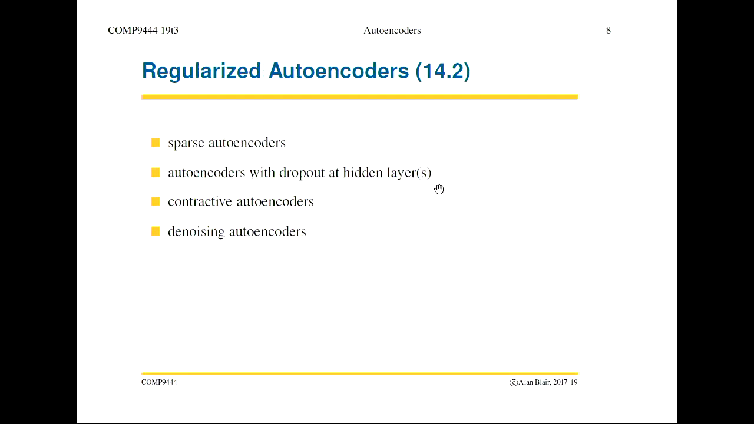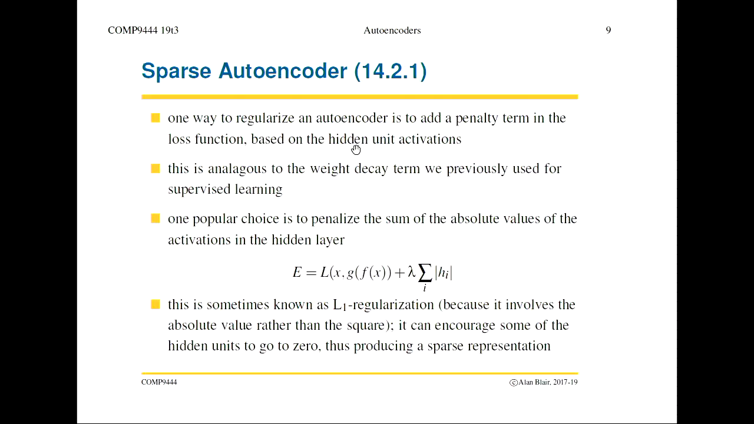So the second one, the autoencoders with dropout at the hidden layers. I don't have a slide about that, but we talked about this before. We talked about dropout. So if you have the hidden layers and you randomly drop out some of the connections or even some of the nodes, that's one way of regularizing because it forces the network to be able to do the whole job with fewer nodes. Right? Now the sparse autoencoder, you add a penalty term in the loss function based on the hidden unit activations.